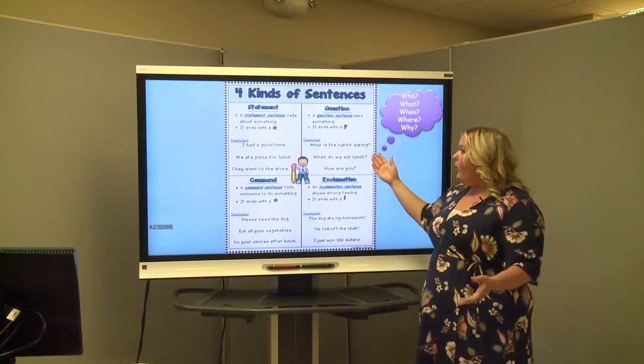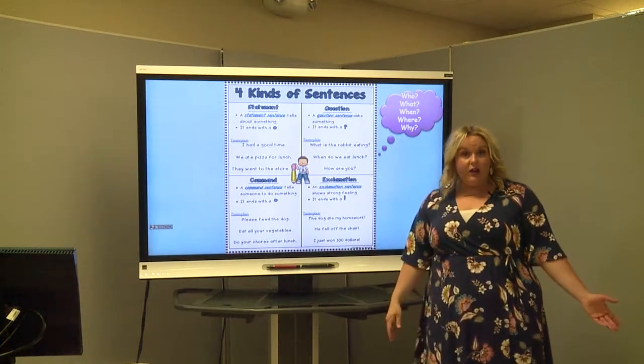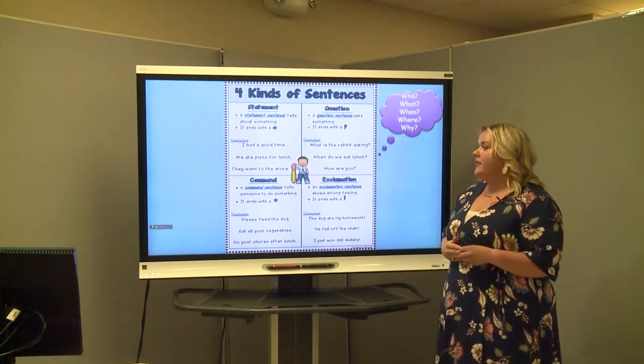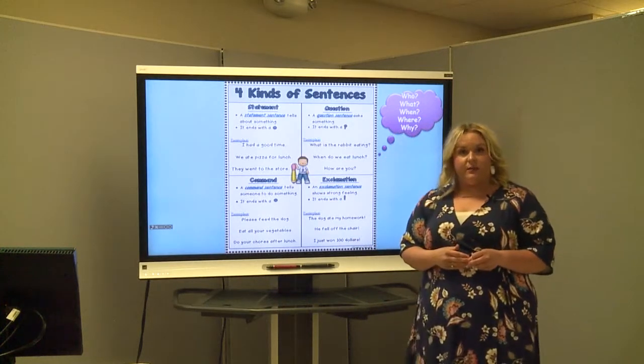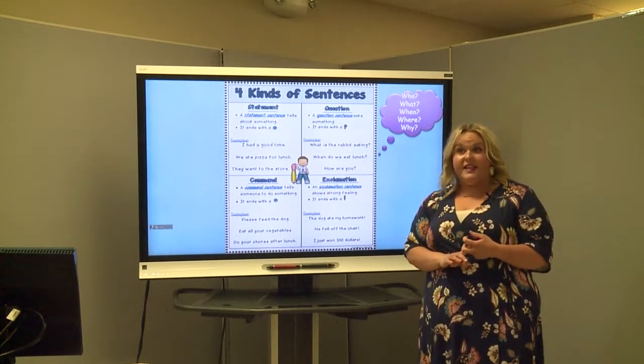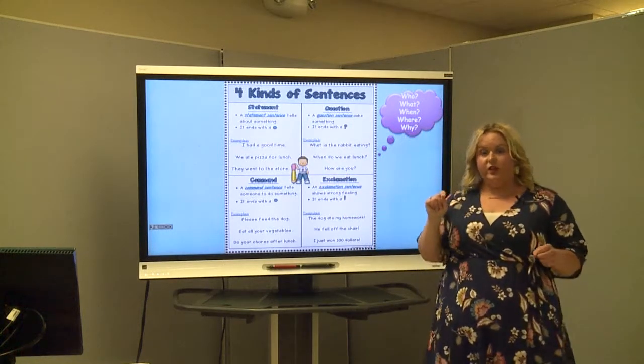So you might say, what is the rabbit eating? When do we eat lunch? How are you? So those are question sentences. All right, a command. A command sentence tells somebody to do something. It's a request or a command. And it also ends in a period, just like the statement. So just one little period.